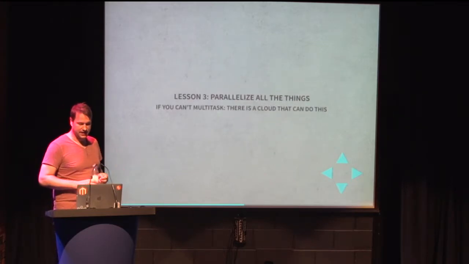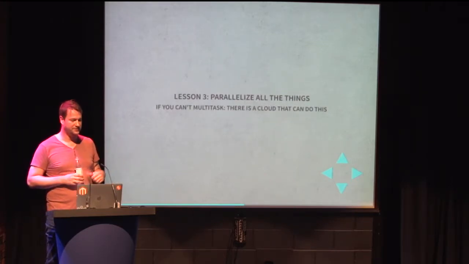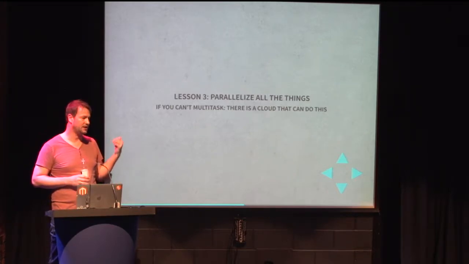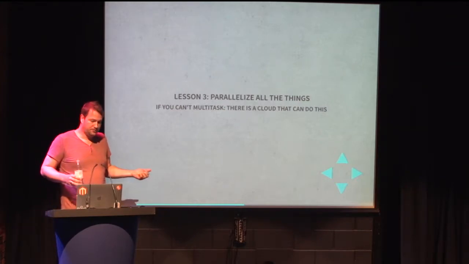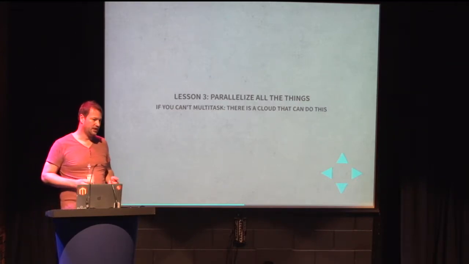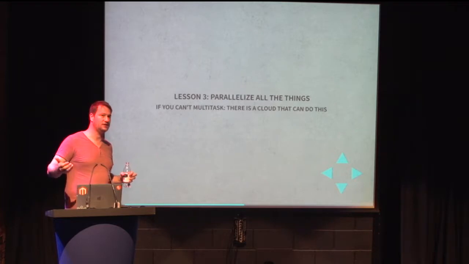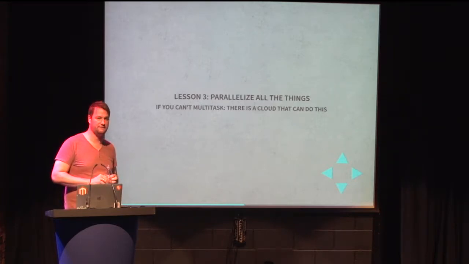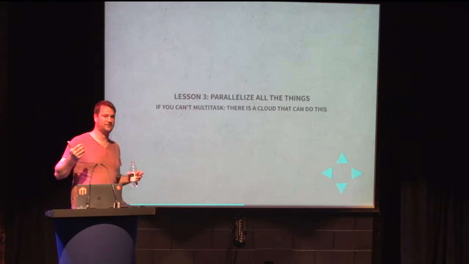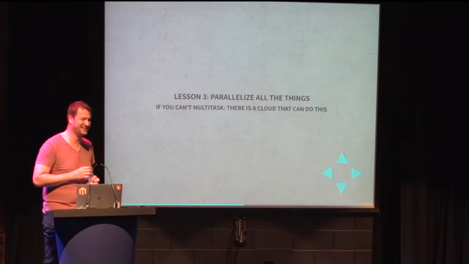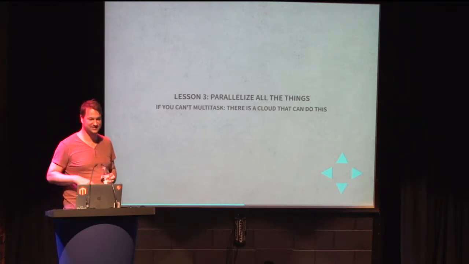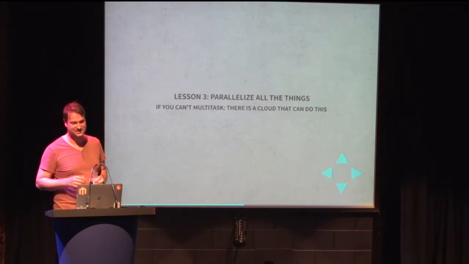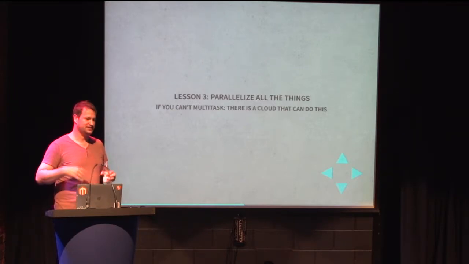Lesson 3 is, parallelize all the things. If you can't multitask, there's a cloud thing that can do this. Just pay a service for that, like BrowserStack or something else. BrowserStack allows you to test up to like 250 tests in parallel. Of course, it will cost you like 7,000 euros a month or something. If you have your own DevOps, it's really easy to set up a cluster with Kubernetes or some other container stuff to parallelize everything.